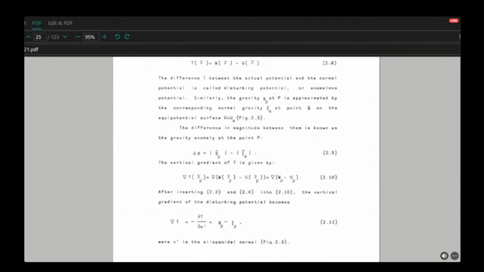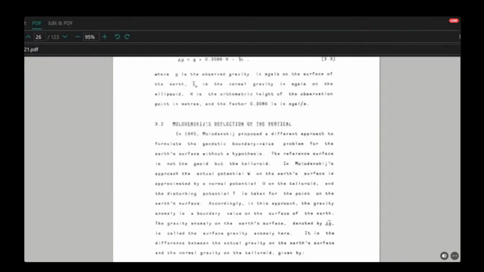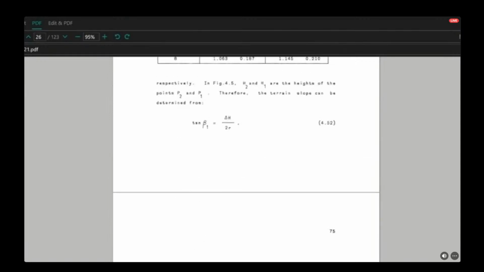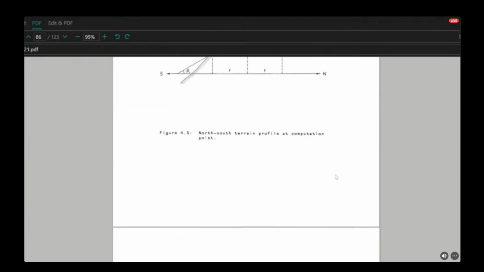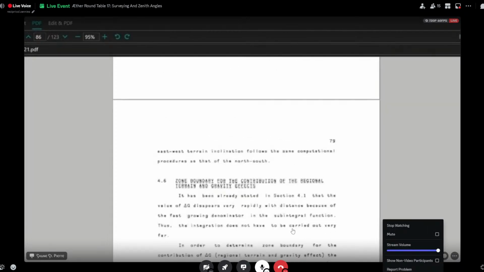It's exactly his gravity vector on the actual and normal potential surfaces, and his deflection of the vertical would involve, let's see how much if we were to find it, because it would be a significant portion, a couple arc seconds, which would be enough to confuse a measurement, right?